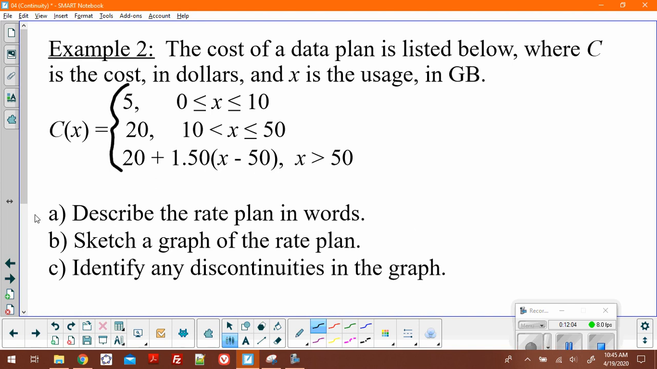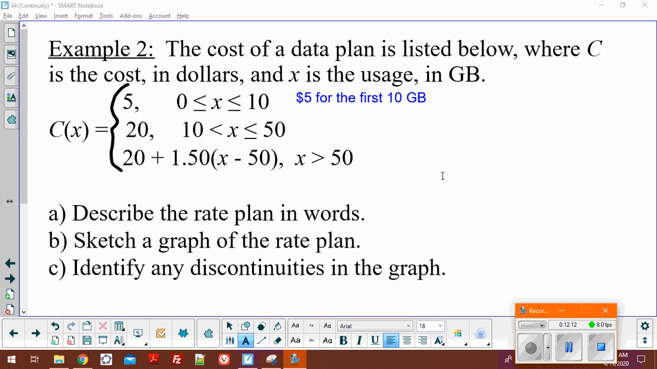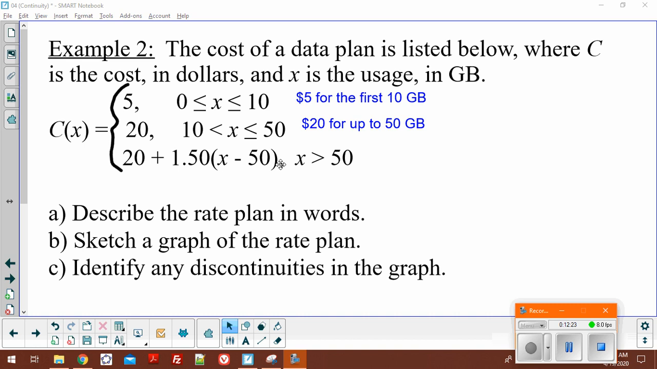So I guess we just did part A there, right? That's what's happening. This is $5 for the first 10 gigabytes. For the next one, it's $20 if you go between 10 and 50, so for the next 40 gigabytes. And afterwards, we're paying $1.50 per gigabyte. So we describe that in words. Now we're going to sketch a graph of what it looks like.